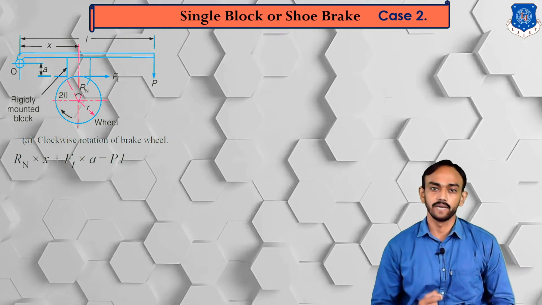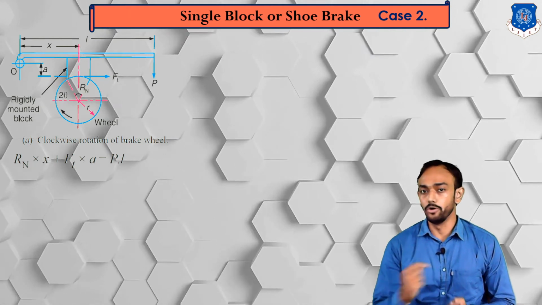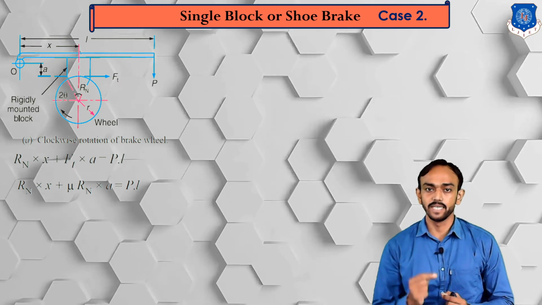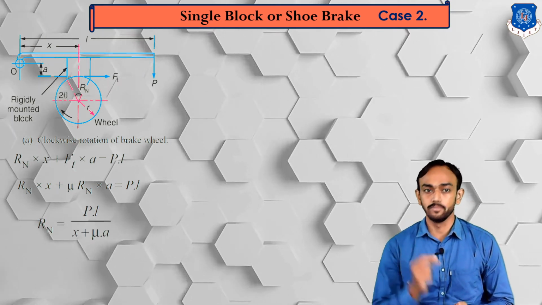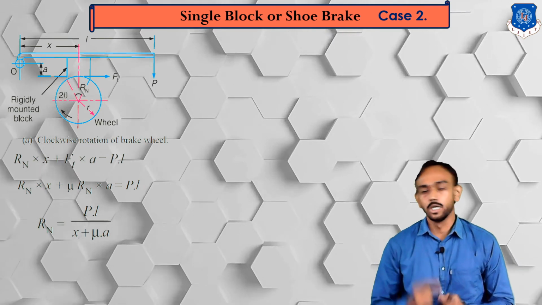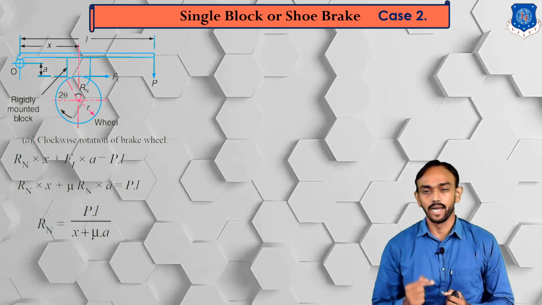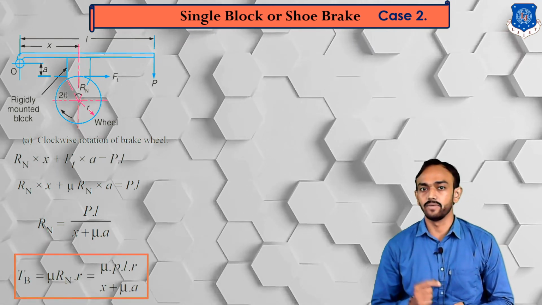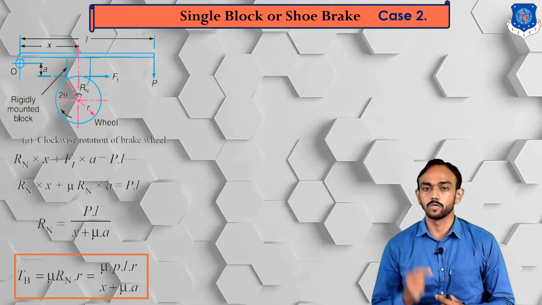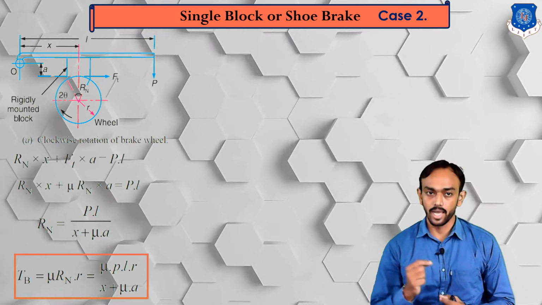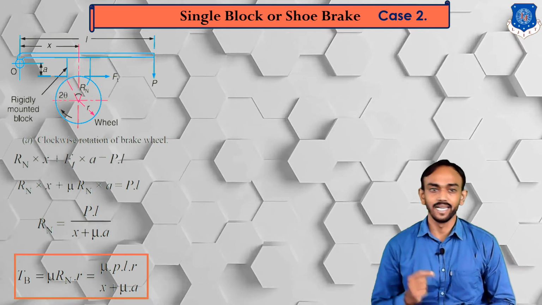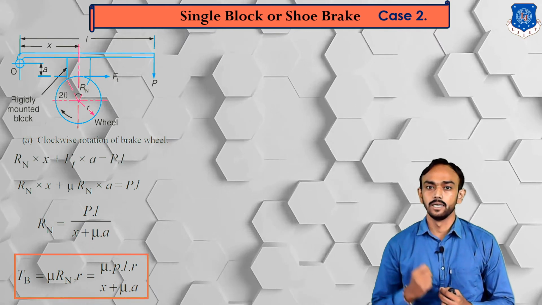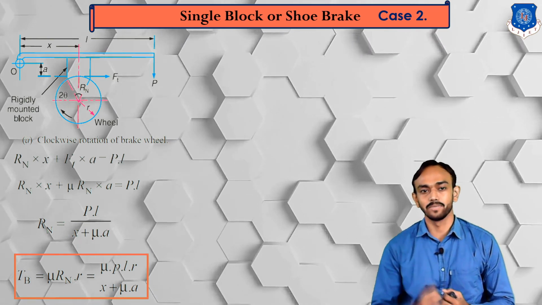Now as you know, frictional force Ft is equal to mu into Rn, so we will put that value here. Now we will make Rn the subject: Rn is equal to P into L divided by X plus mu A. Okay, and the value of this Rn we will put in the braking torque, which is equal to mu into Rn into small r. So the final equation will become: braking torque is equal to mu into PL into R divided by X plus mu A.